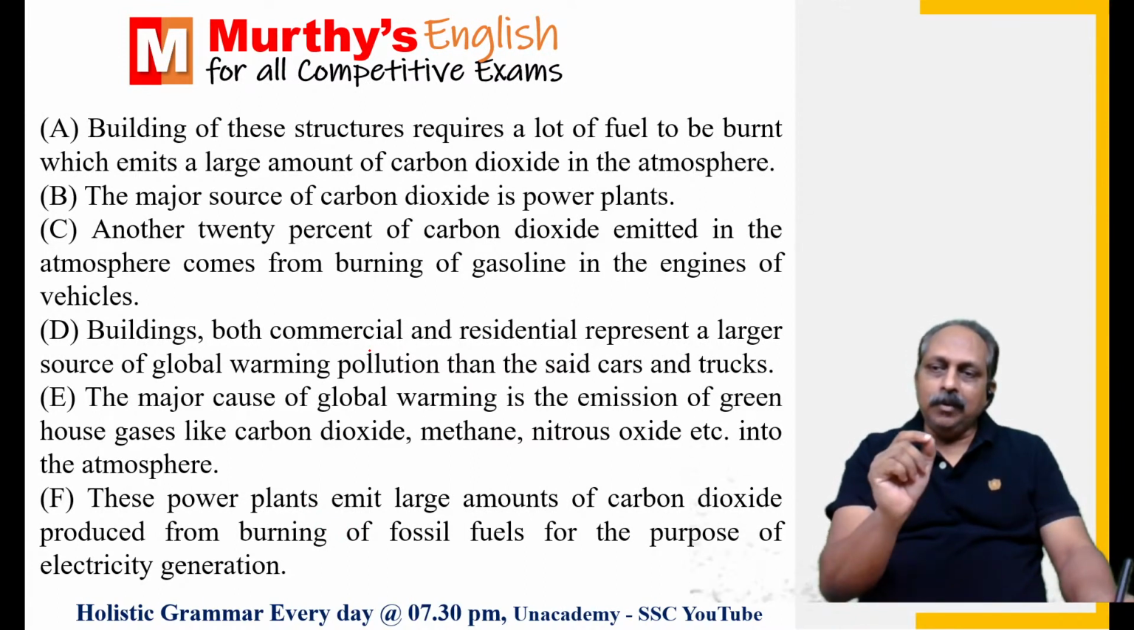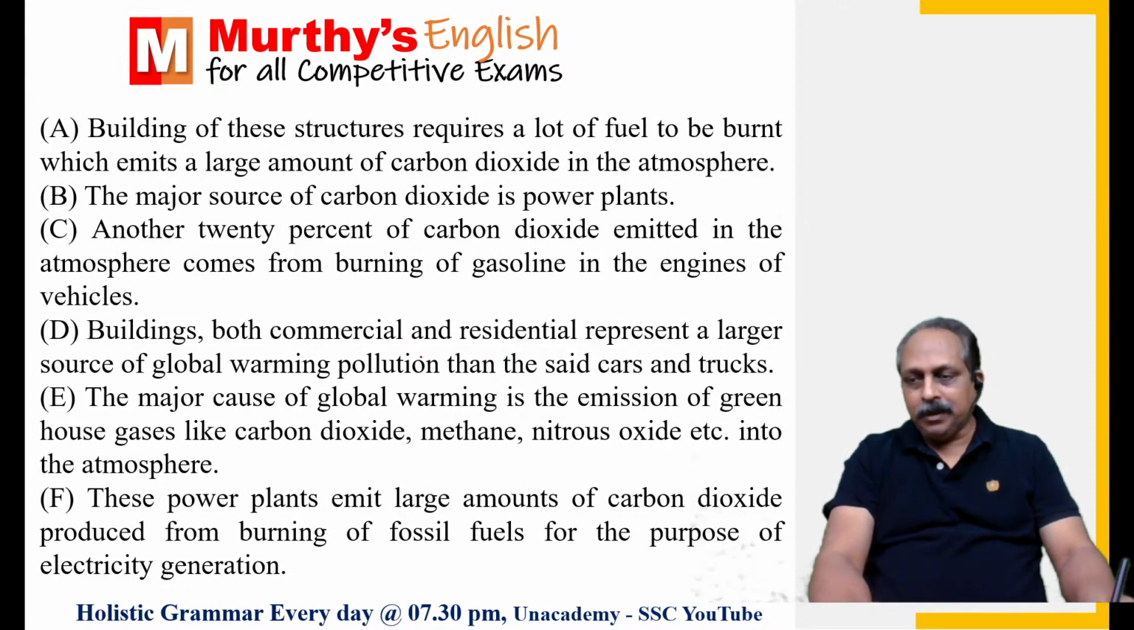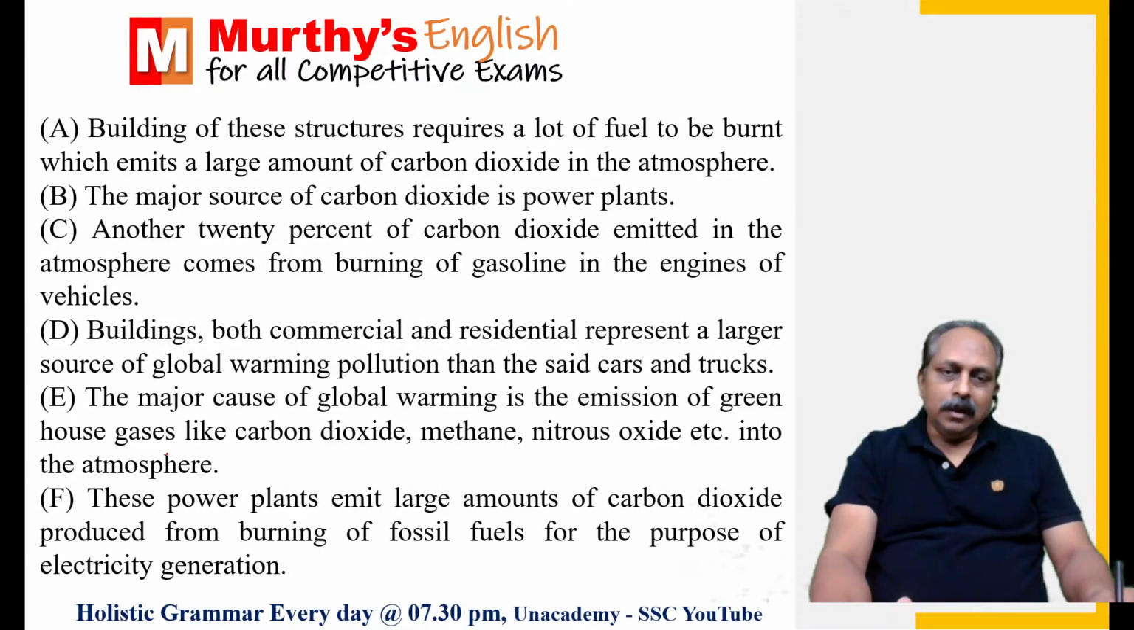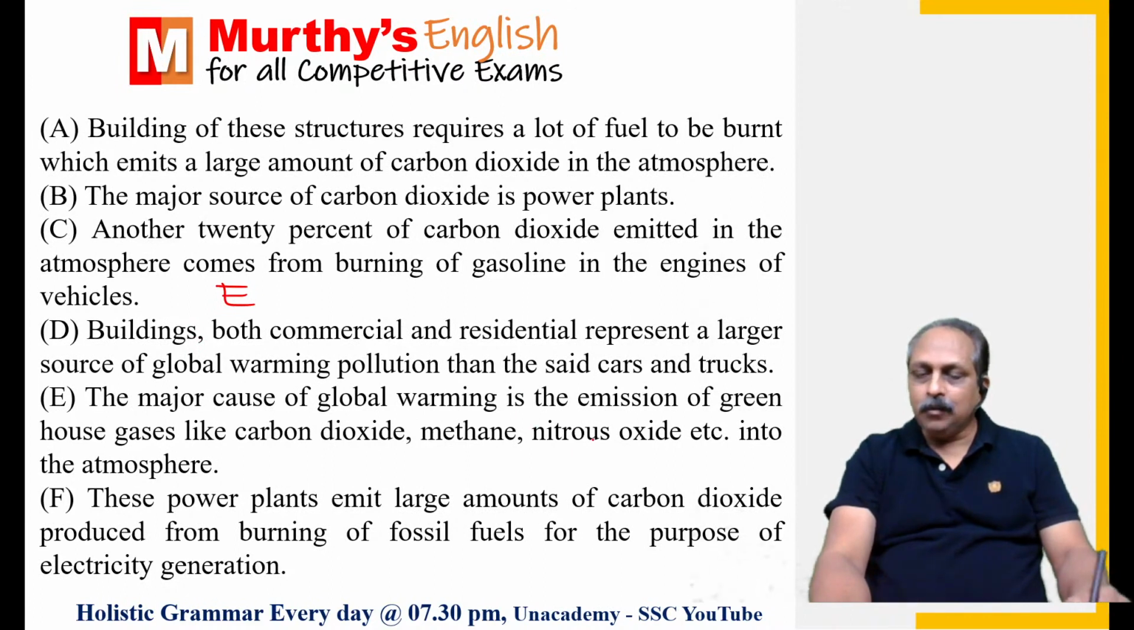And this is from one of the previous year's papers, actual parajumble given in bank PO exams. So try to work on it carefully and try to get all the five correct. A lot of students say E. The major cause of global warming is the emission of greenhouse gases like carbon dioxide, methane, nitrous oxide into the atmosphere. We can start with E. Perfect. What is the second one?